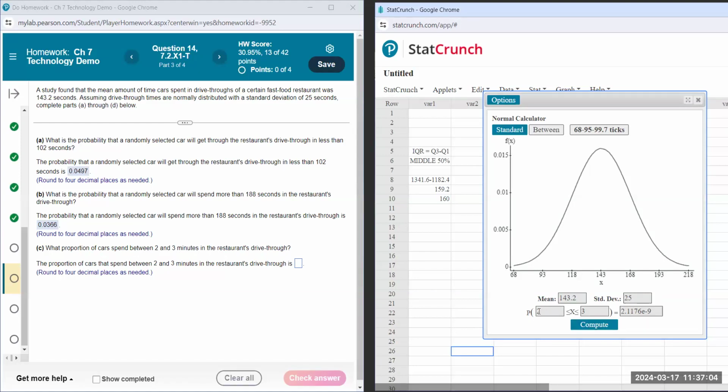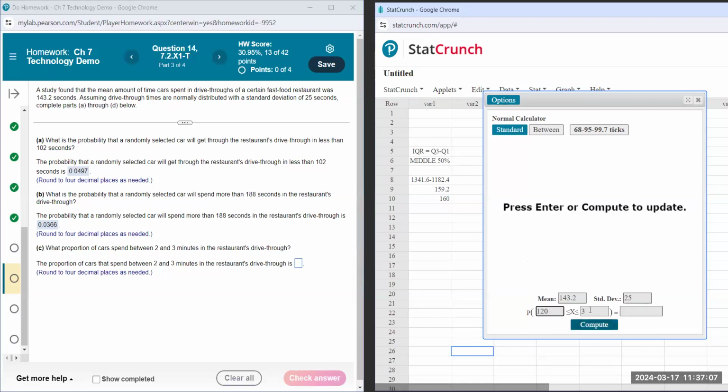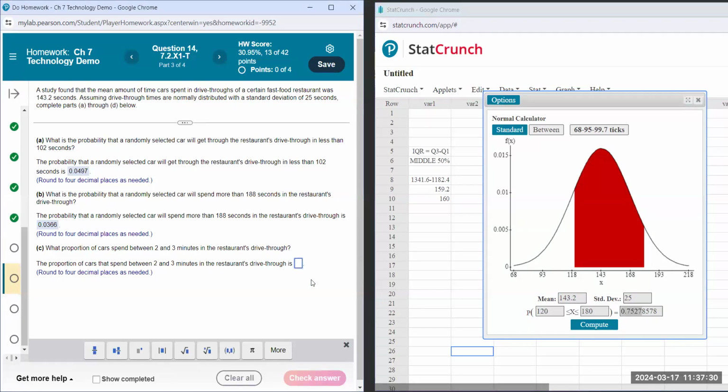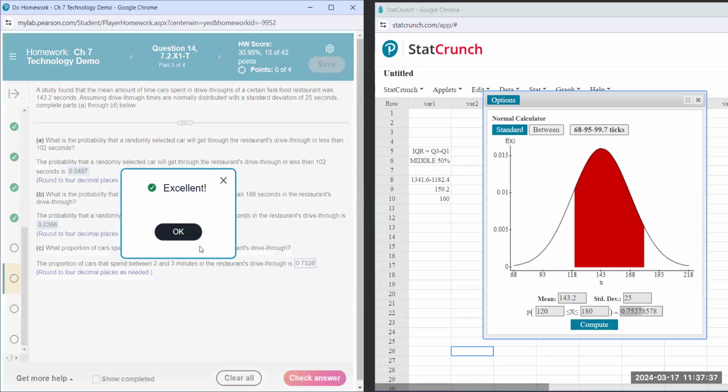So 2 minutes is 2 times 60, 120 seconds. 3 minutes is 3 times 60, 180 seconds. So just multiply the minutes by 60, and you can convert it to seconds. So the percent of cars that will wait between 2 and 3 minutes, or between 120 and 180 seconds, is about 75% for my problem. Or the proportion is 0.75 if you're talking about it in terms of a proportion. Been having to round up lately a lot.